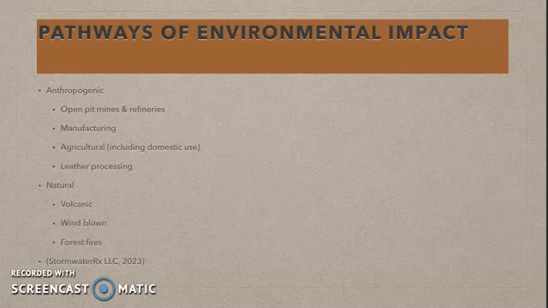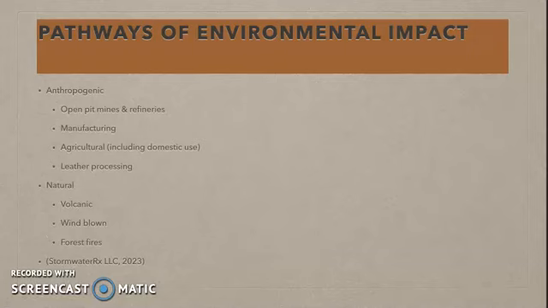Based off the examples previously provided, the most common pathways of environmental impact include anthropogenic processes, such as open-pit mines and refineries, copper manufacturing processes, agricultural practices, to include domestic use, and leather processing. Natural phenomena include volcanic processes, wind erosion, and forest fires.